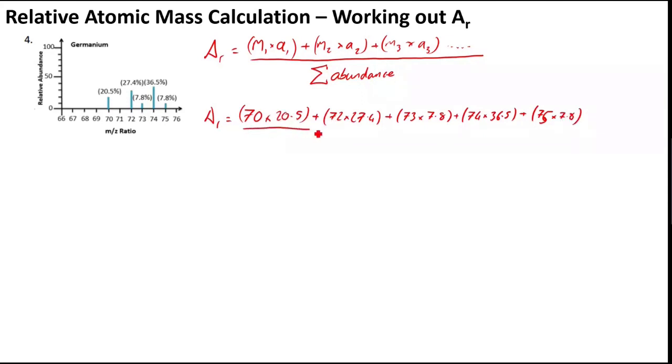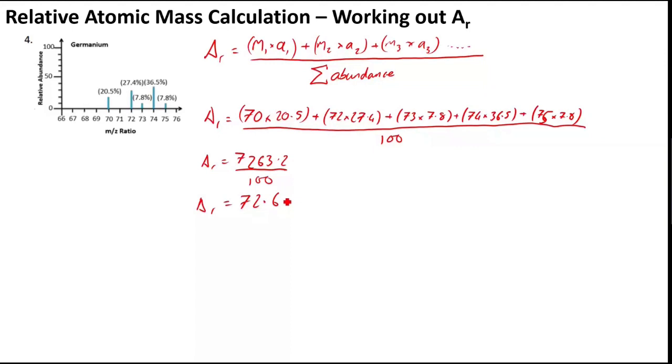And then we need to divide it by the sum of the abundances. This one's going to be easy because they've given you percentage data, and percentages will always add up to 100. So then you just need to type in that top row into your calculator, include the brackets, otherwise your calculator is going to get confused. And you're going to end up with 7,263.2 divided by 100. So your AR is going to equal 72.6, 72.632 if you really want to go.